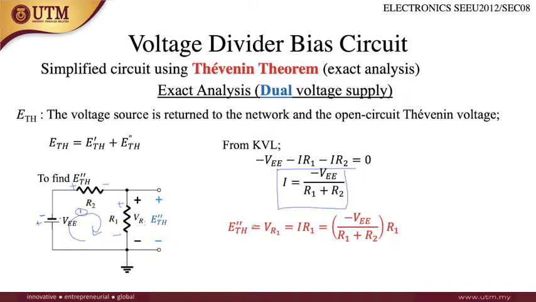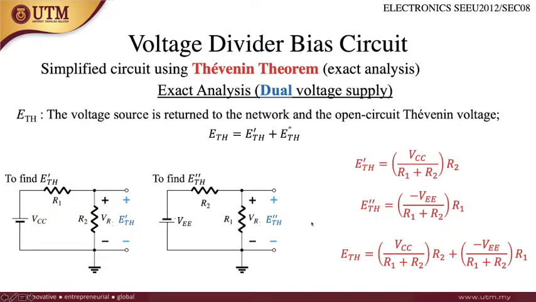So the value of the Thevenin voltage E prime prime TH, you will get minus VEE over R1 plus R2, times the value of R1. Right? So to find the total Thevenin voltage, E prime TH just now plus E prime prime TH, you will get the total Thevenin voltage is this. So this is going to be the total Thevenin voltage.